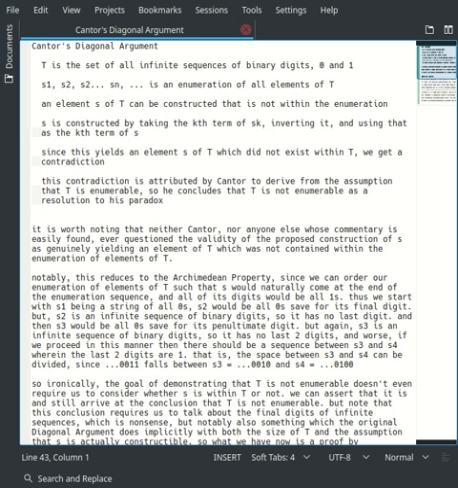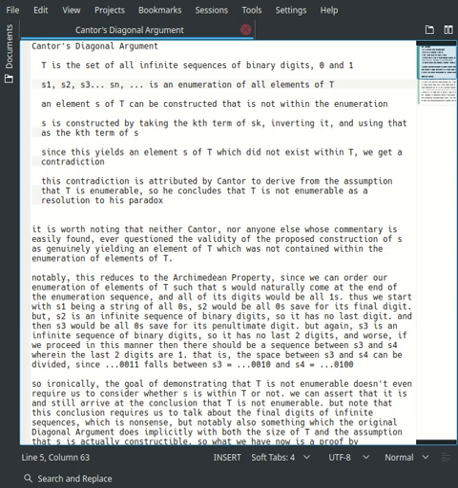Alright, so let's, for the moment, consider Cantor's diagonal argument. Here's a restatement of it. T is the set of all infinite sequences of binary digits, 0 and 1. S1, S2, S3, etc., all the way through, is an enumeration of all elements of T. Okay? An element S of T can be constructed that is not within the enumeration.